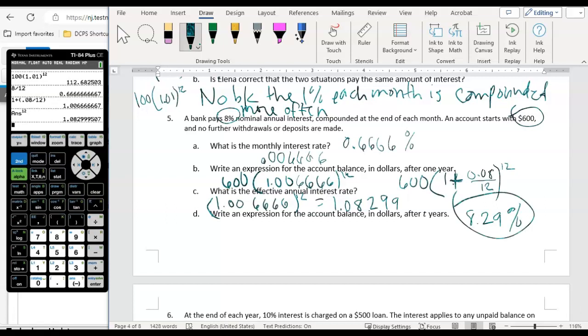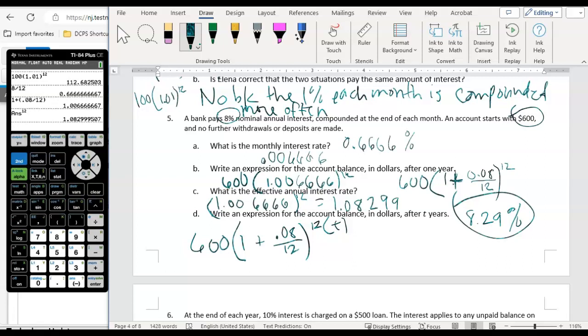It says, write an expression for the account balance in dollars after T years. So our expression is 600 times, and again, it can be equivalent to this, or you can do it however you like, to the power of 12 times T, that 12 representing the months and the T representing however many years we decide to continue doing this.